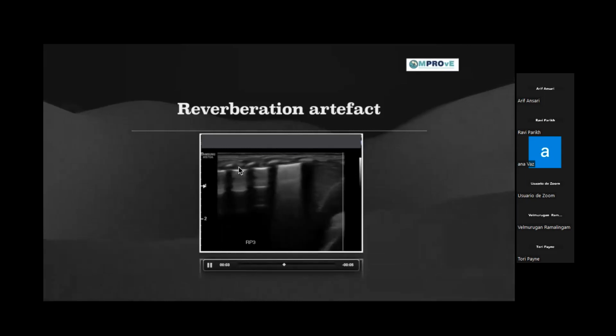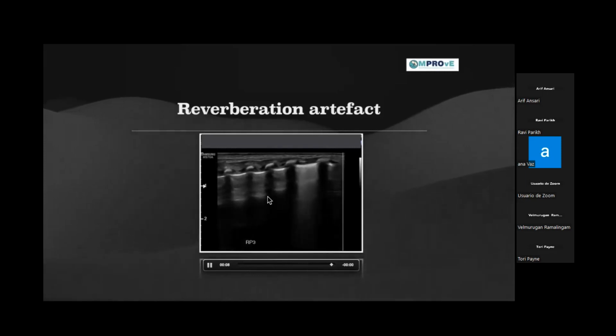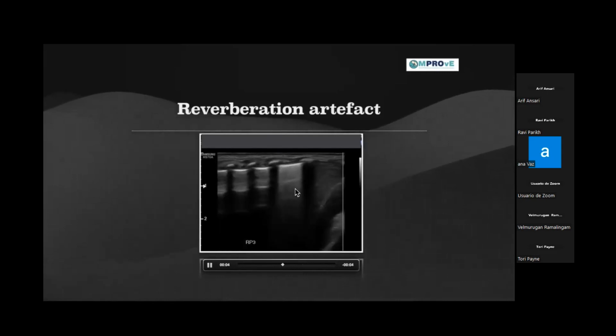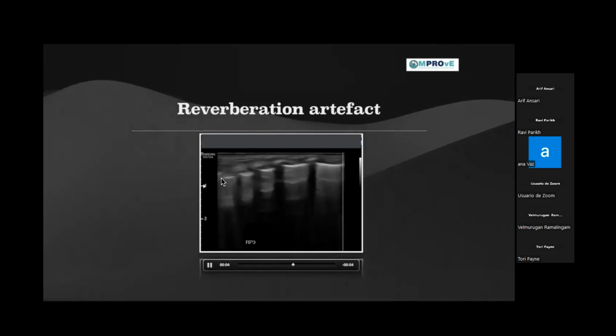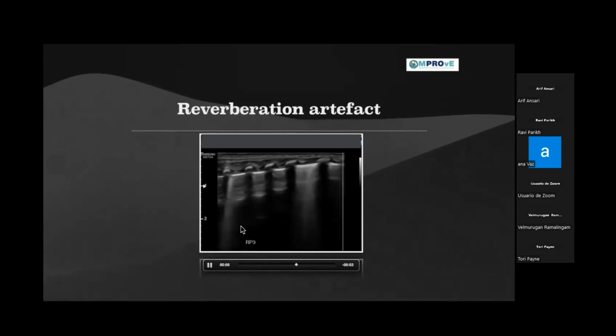so those are the ribs. This is the pleural line over here. And then you can see your A-line equidistant from the pleura. At the same time, you can see vertical lines arising from the pleura, reaching all the way to the bottom of the screen. It comes and goes. You can see momentarily it comes. There you go, reaching all the way to the end of the screen. So these are the B lines.